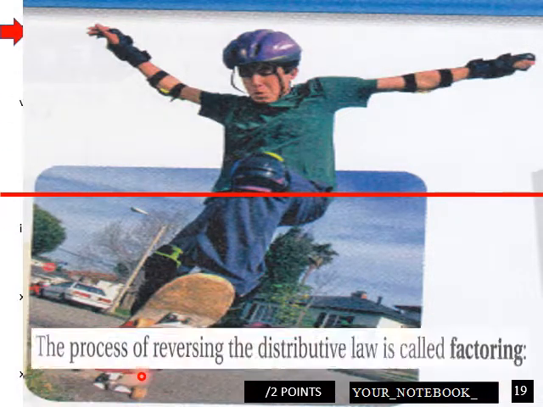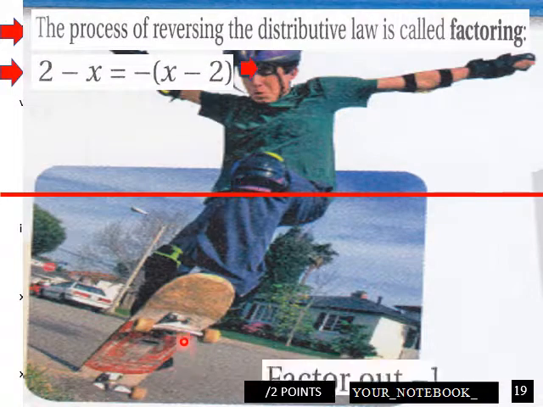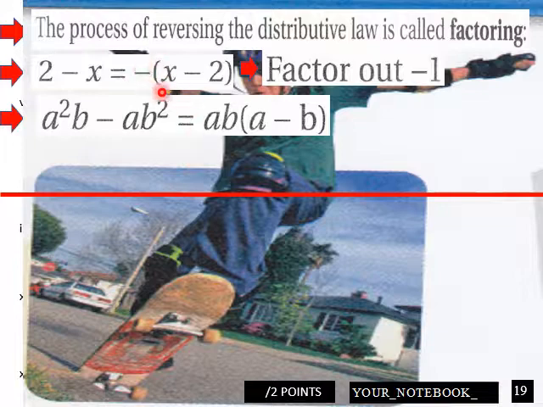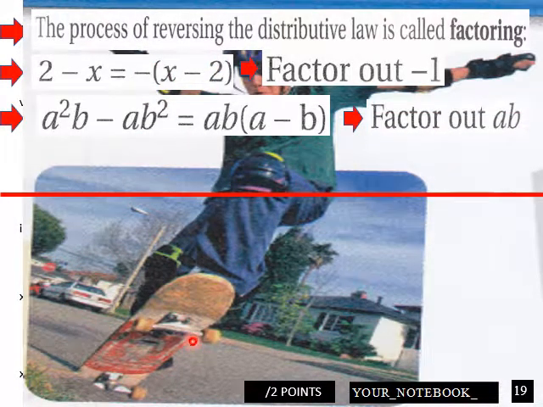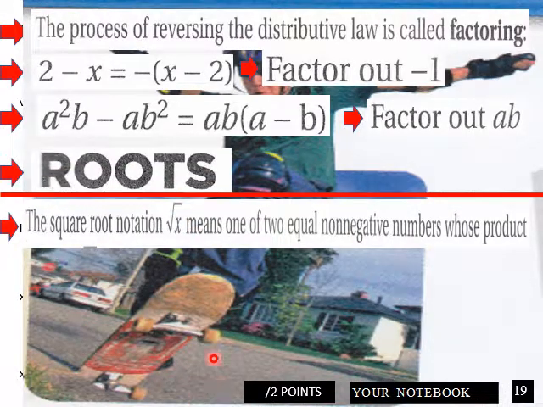Notebook, page 19. The process of reversing the distributive law is called factoring. So we can factor out whatever is the common factor of what's inside the parentheses there. Factor out a, b.